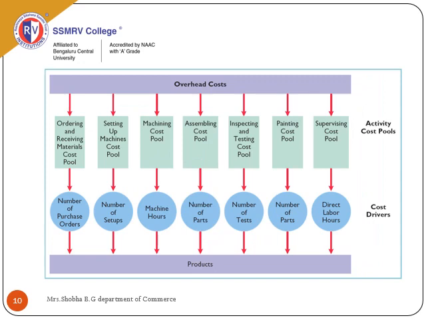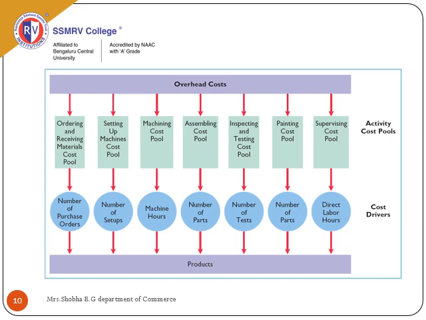Here is another chart displaying the different kinds of activity cost pools and cost drivers. So let us start with the first activity cost pool, that is ordering and receiving raw material. This is a cost pool, and the cost of ordering and receiving material is decided by the number of purchase orders, which is a cost driver. Then coming to the second one, setting up of machine. Setting up of machine means when we deal with different kinds of products, the machine which we have installed, we need to change the setups. So whenever we change the setup, we have to incur expenses.